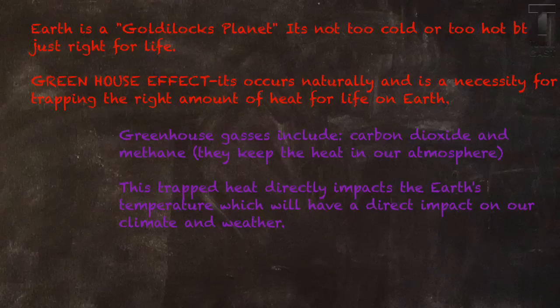So what's cool about the Earth is that it's a Goldilocks planet. So think about Goldilocks and the Three Bears, okay? It's not too cold, not too hot, but it's just right for life. So when we talk about this greenhouse effect, it's what's occurring naturally, and it's actually a necessity for trapping the right amount of heat for life on the Earth. And our greenhouse gases, which include carbon dioxide and methane, all keep the heat in our atmosphere. So this trapped heat directly impacts Earth's temperature, which will have a direct impact on our climate and our weather.